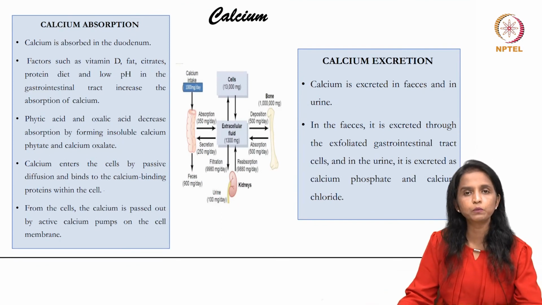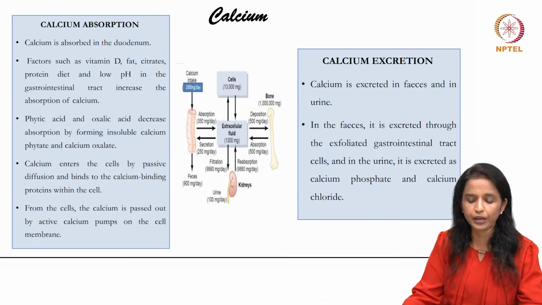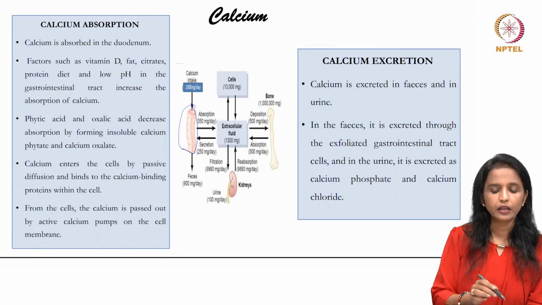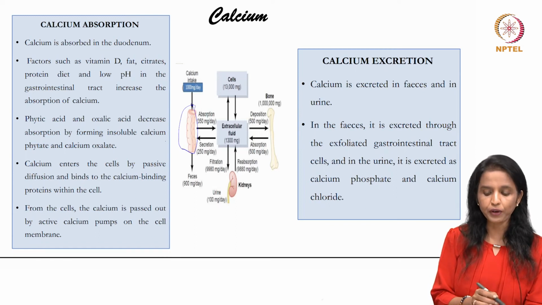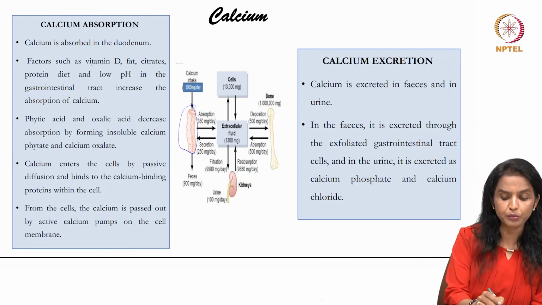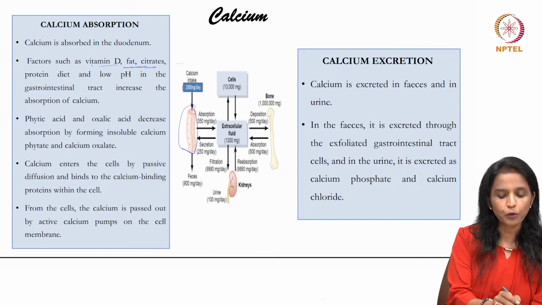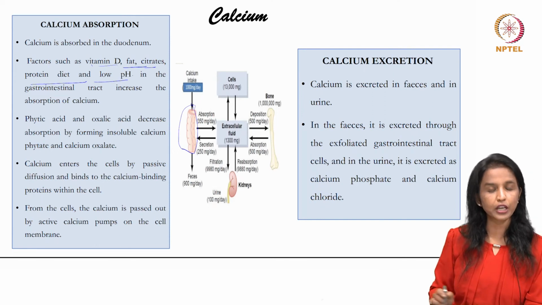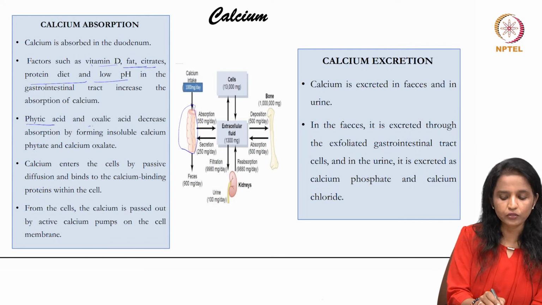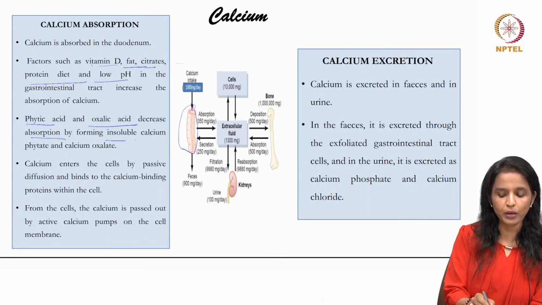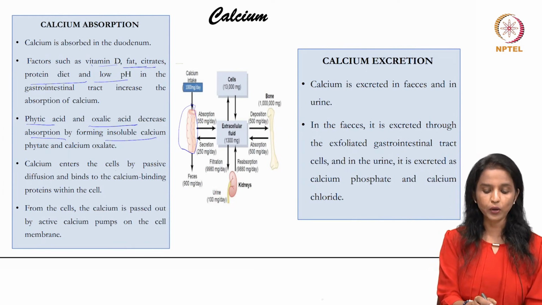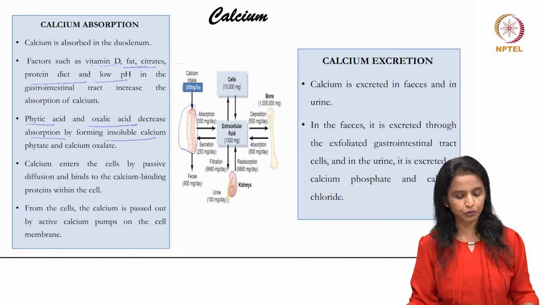Then calcium absorption and excretion are very important. You can see that calcium is absorbed in the duodenum, and there are many factors favoring absorption: vitamin D, fat, citrates, protein diet and low pH in the gastrointestinal tract. Further, phytic acid and oxalic acid decrease absorption by forming insoluble calcium phytate and calcium oxalate, and calcium also enters the cell by passive diffusion.